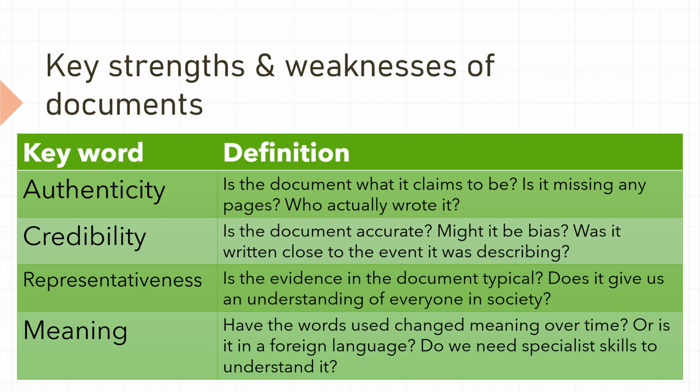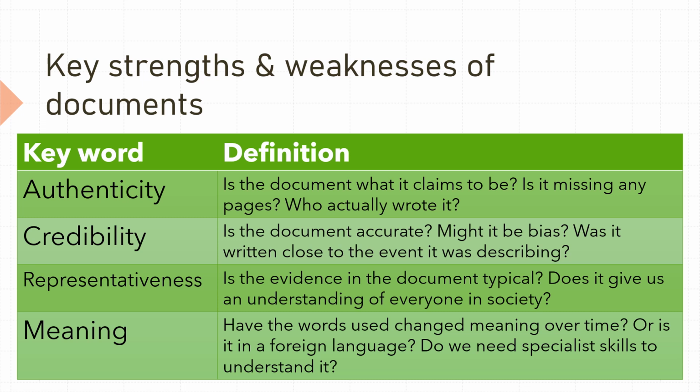Next, you've got something called credibility. Is it credible? Is it accurate? Or is there some level of bias in it? Or was it written 100 years after the event that the person supposedly witnessed? There's issues there of how accurate the document would be based on that, and then we'd say that that's part of credibility. Representativeness, you should already know what that means.